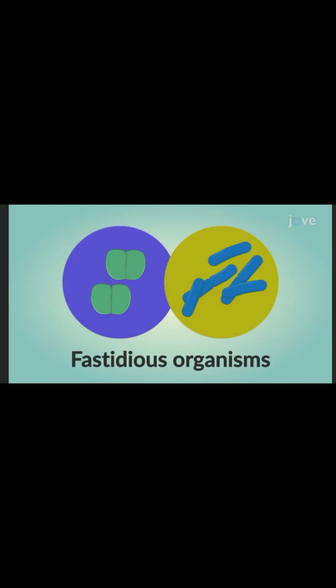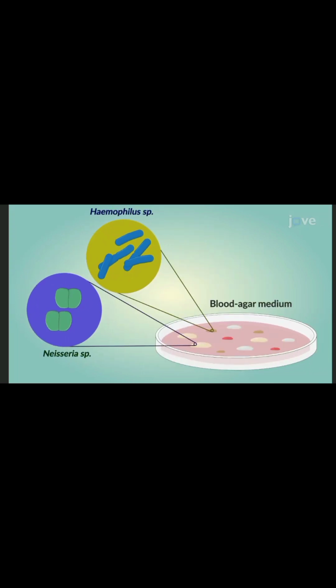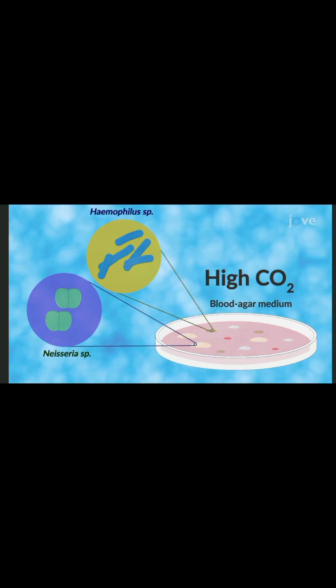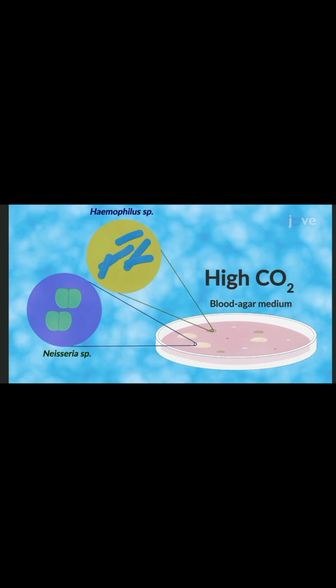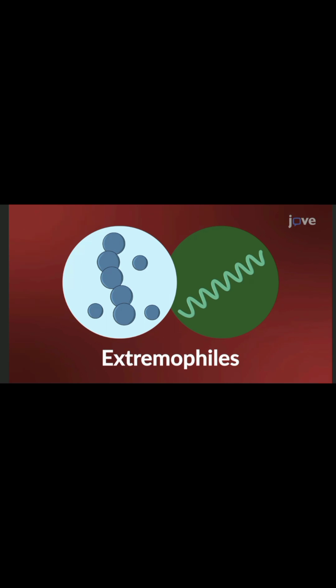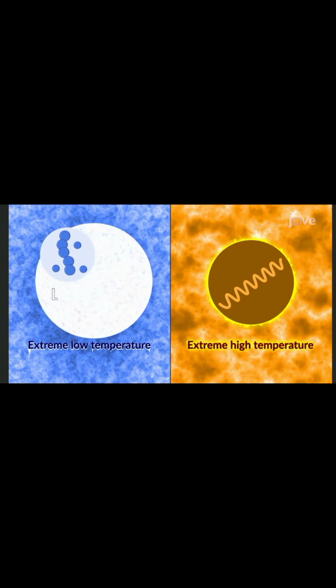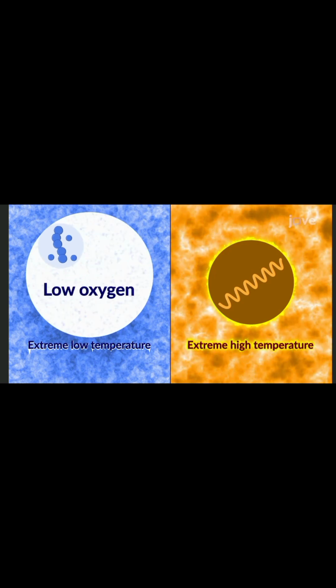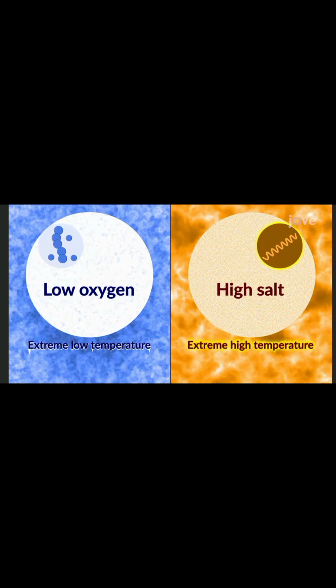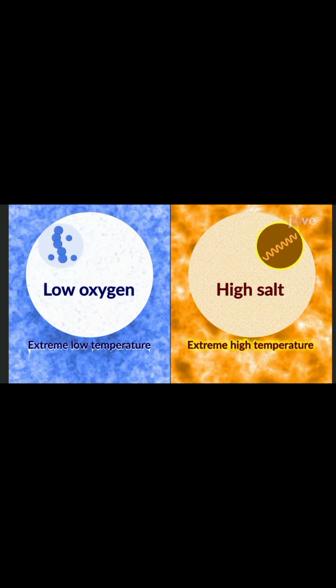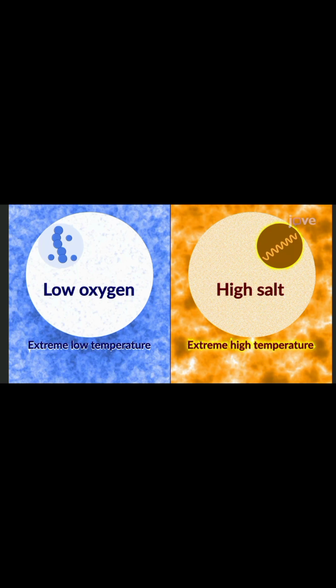Fastidious organisms can be culturable, but only when specific conditions are met. Neisseria or Haemophilus species, for example, require media containing partially broken down red blood cells and a high carbon dioxide concentration, which may also discourage the growth of other species. Extremophiles are named for their preference for extreme conditions, such as very low or high temperatures, reduced or oxygen-absent conditions, or in the presence of high salt. These conditions are likely intolerable to most other microbes.